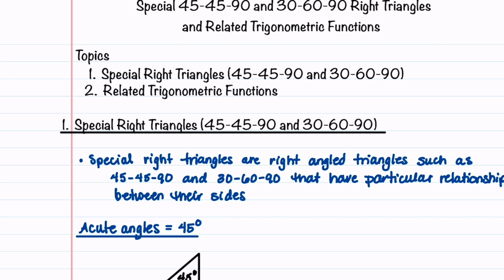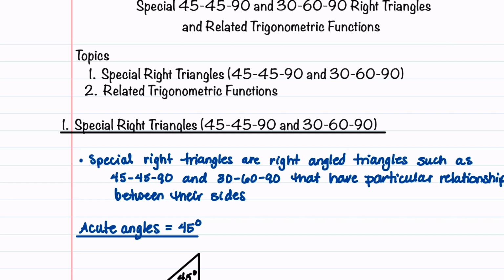In this video, I'm going to explain how the side lengths are found for a 45-45-90 triangle and a 30-60-90 triangle. And then we'll derive the values for sine and cosine of an angle equal to 30 degrees, 45 degrees, or 60 degrees.